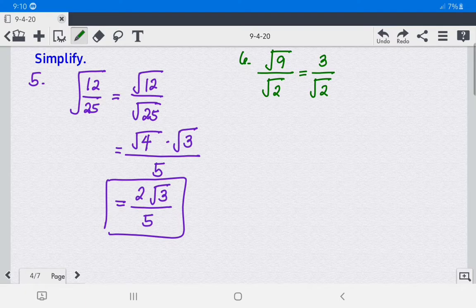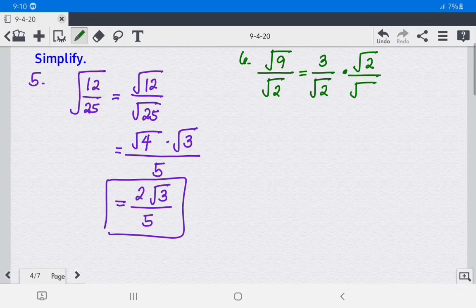Now, what we are going to do is rationalize the denominator. Here, you're going to think of a number that can be multiplied by 2 to make it a perfect square. So in this case, we're going to multiply both the numerator and the denominator by square root of 2.